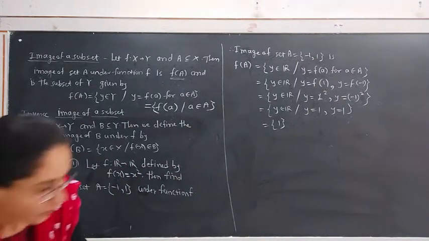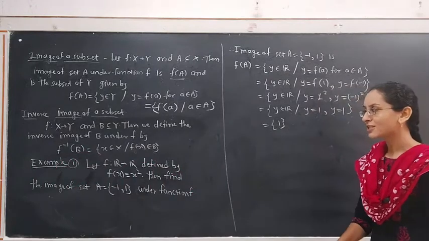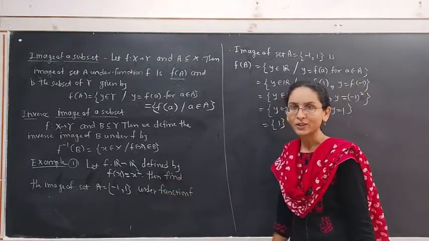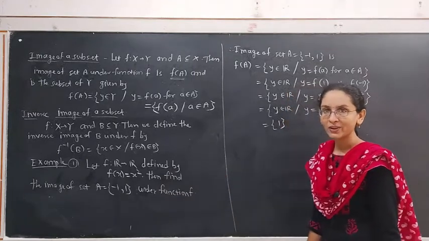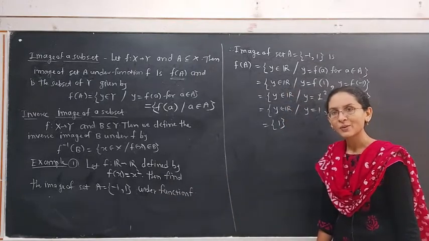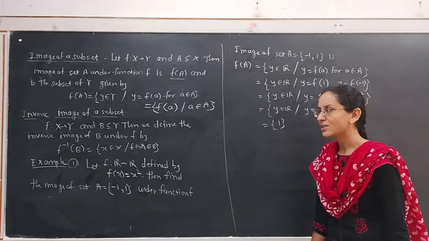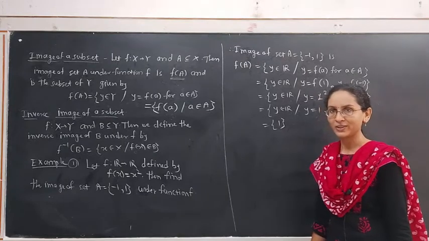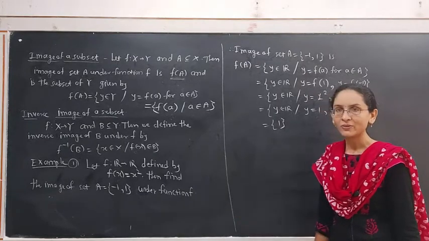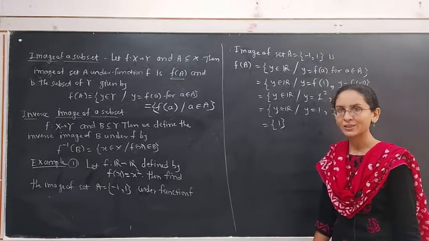Now we find the inverse image of a set. Because this function is not a bijective function, as this function is not a one-one function, we cannot find the inverse image of any subset of real numbers under the function f inverse. Here the inverse of the function does not exist because function f is not a bijective function.